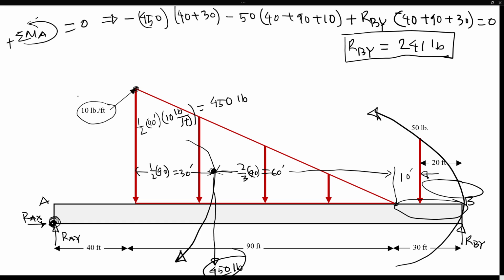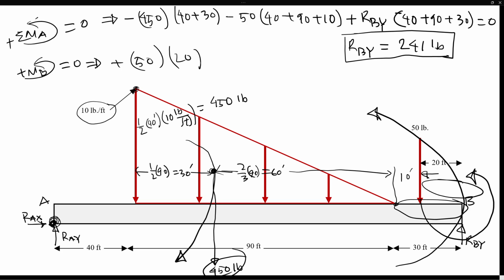You can do a similar calculation to find the reaction at point A. Simply take moments with respect to B, counterclockwise positive, everything summed to 0. With respect to B, you have that 50 pound load. This 50 pound load will cause a counterclockwise moment with respect to B. So that's positive 50 pounds times the distance, which is only 20 feet away from point B. Also that 450 will cause a counterclockwise moment as well. That is 30 plus 60 feet away.